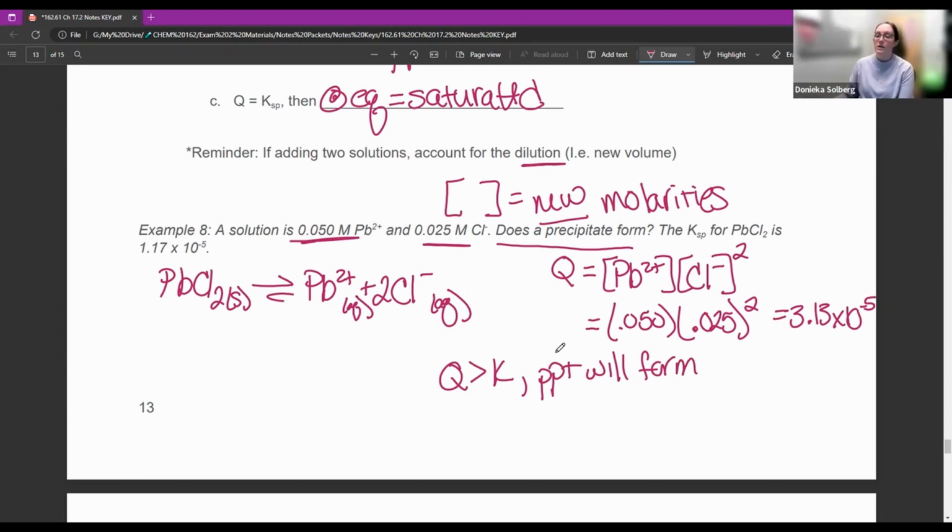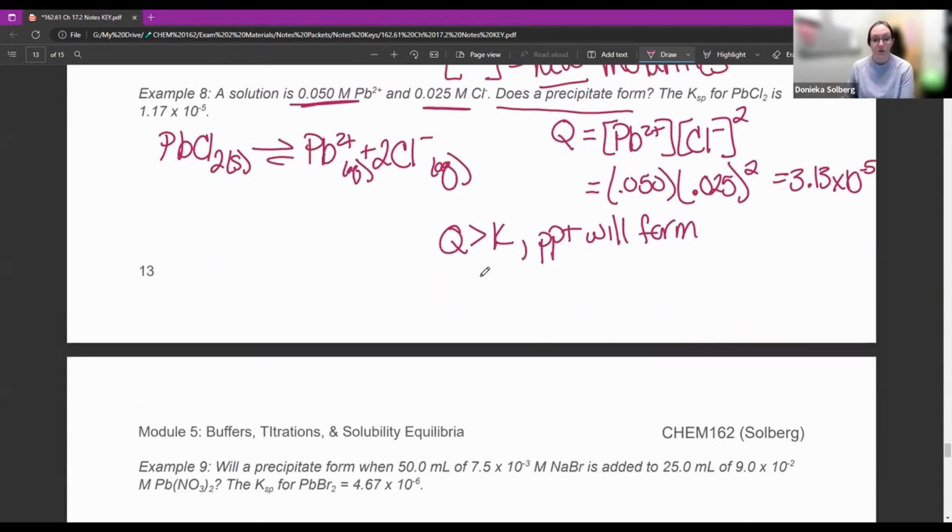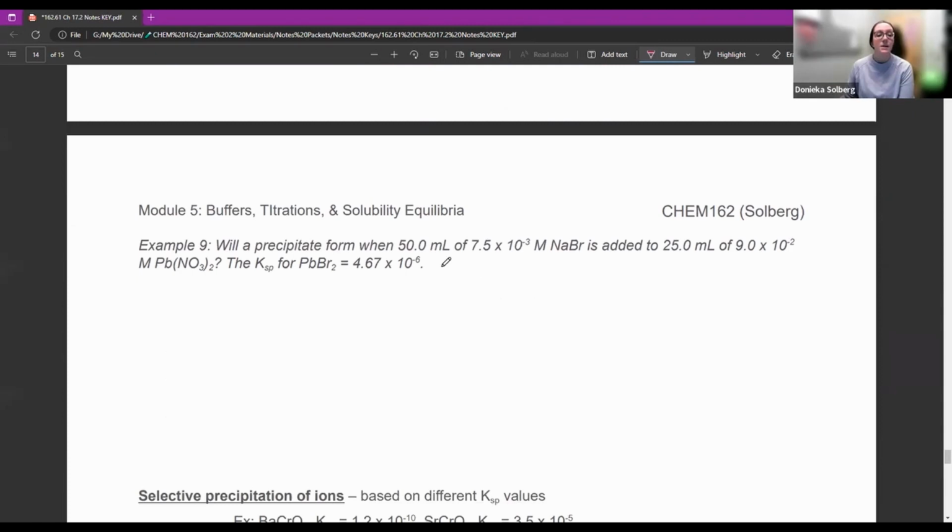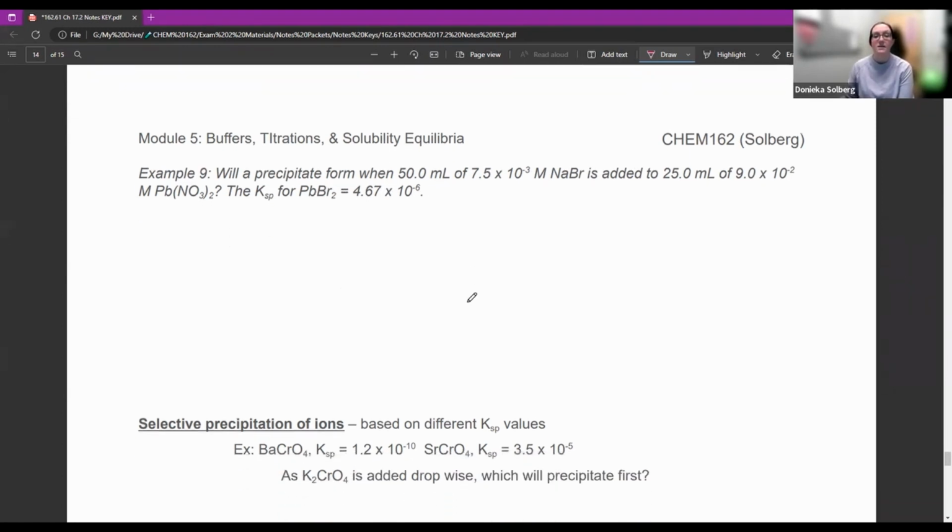Right now, we're going to make it a little bit more complicated because usually we don't actually just add in ions, we put concentrations of two things together. So we're going to have to look at that dilution here. Okay, so in example number 9, it says, will a precipitate form when I have 50 milliliters of this molarity NaBr, and I put in 25 milliliters of this molarity lead nitrate. The Ksp for PbBr2 is 4.67 times 10 to the negative 6.